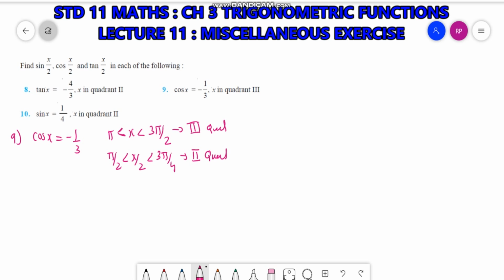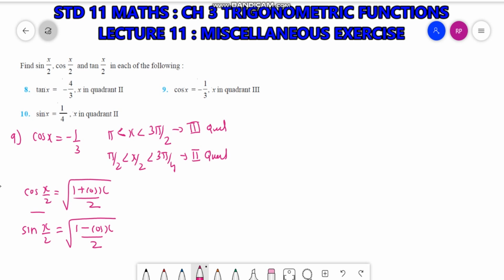Okay, now here the value of cos x is given directly, so I will write down directly cos x by 2 equals the square root of (1 plus cos x) by 2 and sin x by 2 will be equal to the square root of (1 minus cos x) by 2. Okay, so now putting in the value of cos x, I can easily find the value of cos x by 2 and sin x by 2.